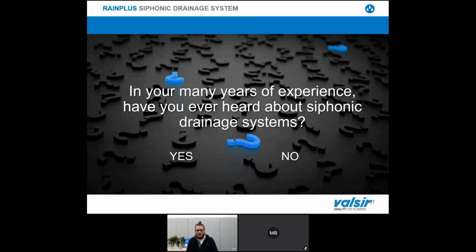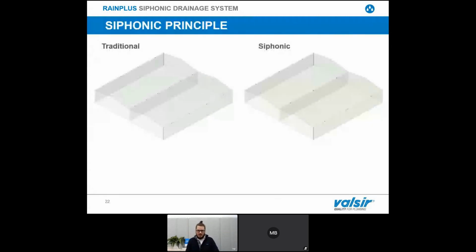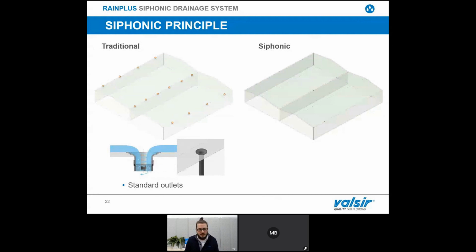To understand a Syphonic system, let's start with a comparison between a traditional system and a Syphonic system. As you can see here, we have a building with a traditional and a Syphonic system. Starting from the roof, we have the roof outlet. For a traditional system, we have quite a number of outlets. In this case, we have 14 outlets. This is a standard outlet, basically a funnel on the roof that allows the water to go inside our building.